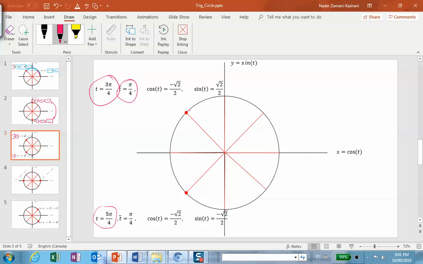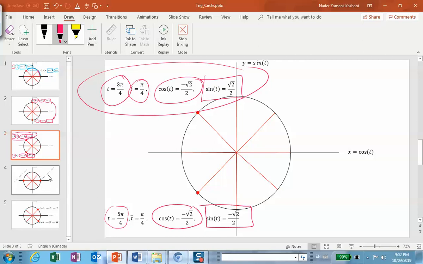So this for example, notice that we already did this point in the first transparency, the first slide. So 3 pi over 4 and 5 pi over 4 have the same x. That's why these are both negative root 2 over 2. And the y's are almost the same, numerically they're the same, but one is positive, the other one is negative. This is what was done in the first slide.